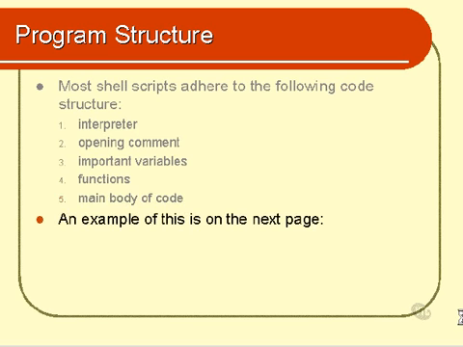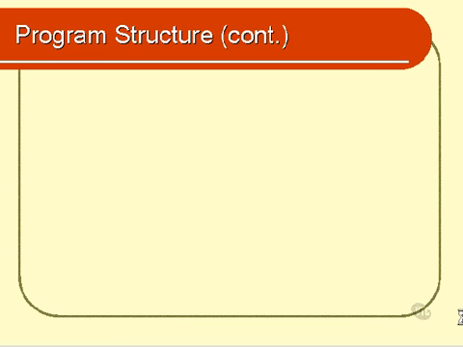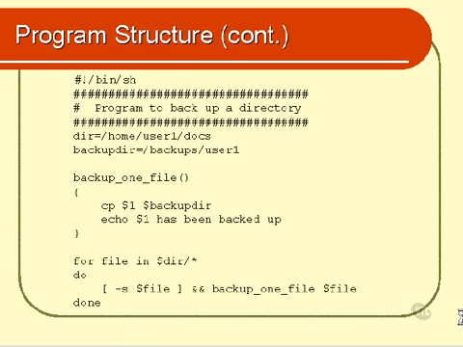So I'll show you an example of what a shell script that adheres to this structure might look like. Let's do that on the next screen. Okay, so here's the script. We start off with the interpreter line. Then we have a very simple comment. Hopefully the comment would be a little bit more descriptive than that. Then we have two important variables. One is the variable that determines the directory that's going to get backed up, and the other one is where the backups are going to get put.